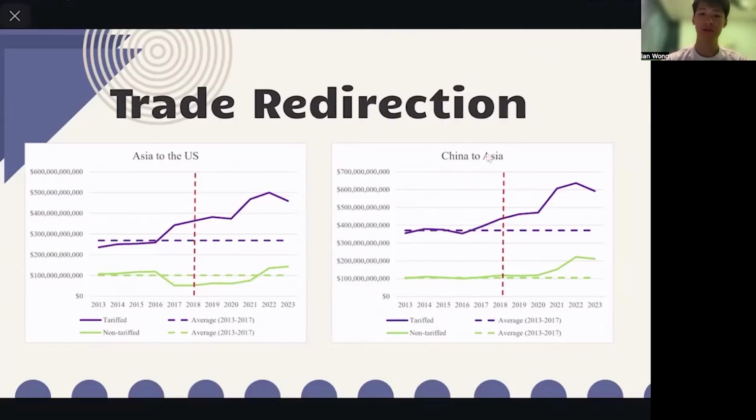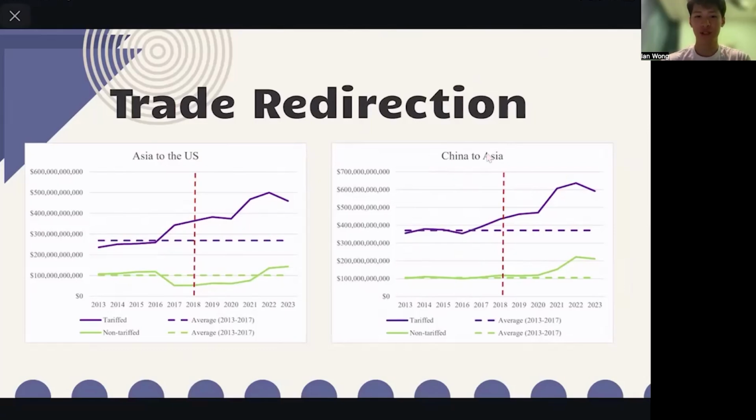This discrepancy can be explained in one of two ways. Firstly, by following normal economic theory. For China to Asia, Chinese exporters will divert a proportion of exports away from the US to other countries where they do not incur a tariff. For Asia to the US, Asian exporters will fill the gap in imports left by the diversion of trade away from the US by China.